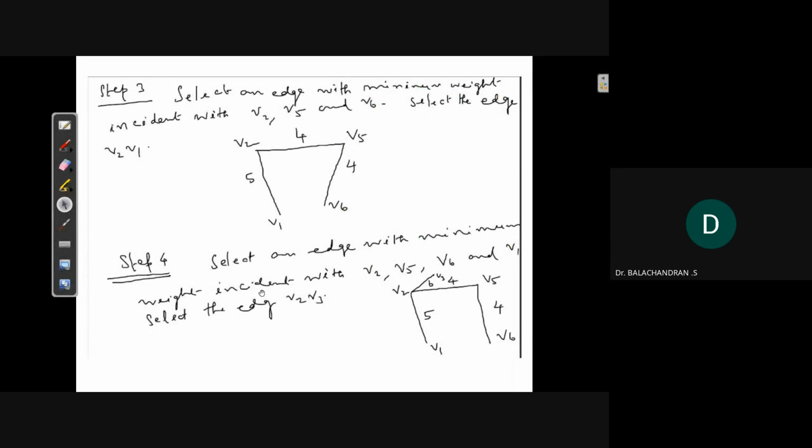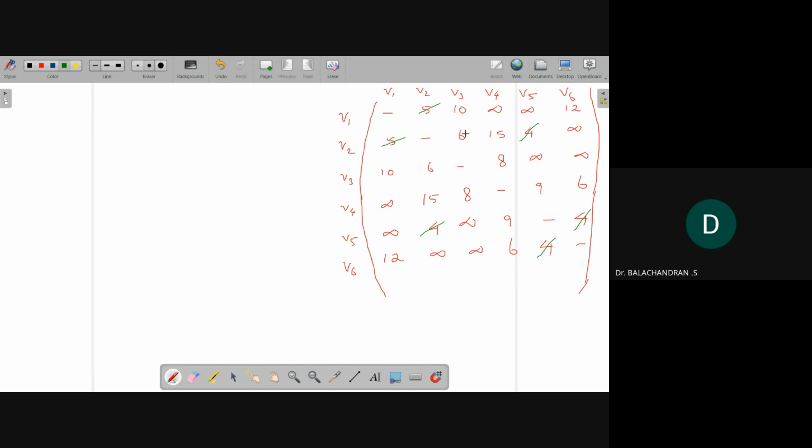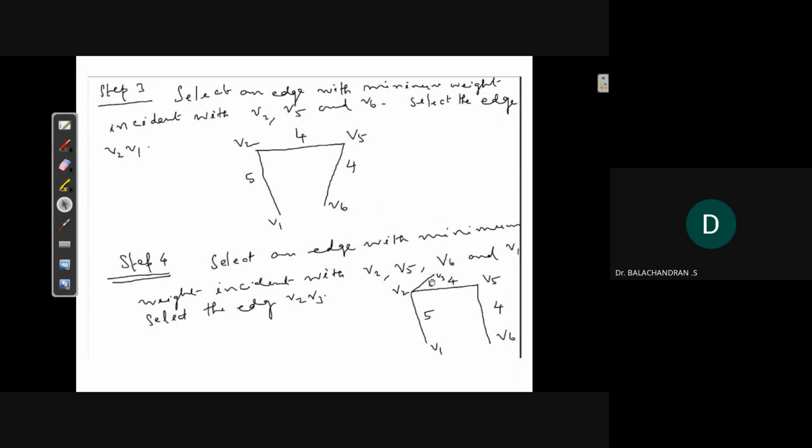V2 V3. Okay, what is the weight of V2 V3? Weight of V2 V3 is what? 6. Okay, similarly V3 V2 is what? 6. You can cross it out. So I'll put here 6 is V2 V3 6. V2 V5 is what? 4. Okay, already it is there. Okay, now we have 5 vertices.